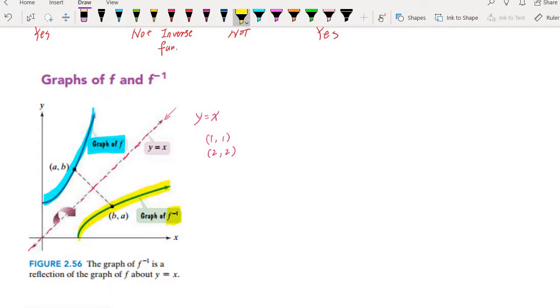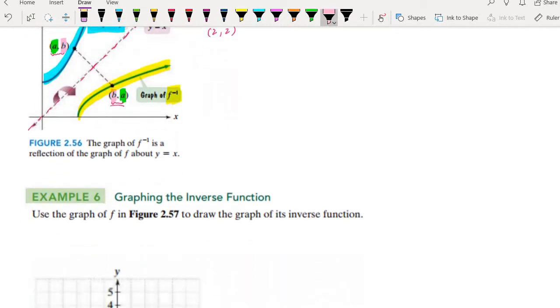Another thing that is so important you need to know: if you look at the points right here, in this case A, B, and then here you realize the ordered pair actually becomes B, A. They actually change.